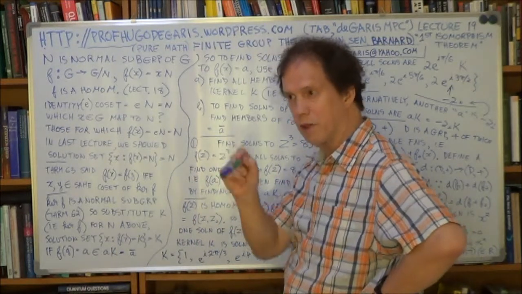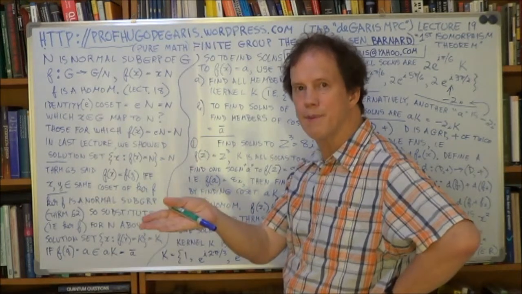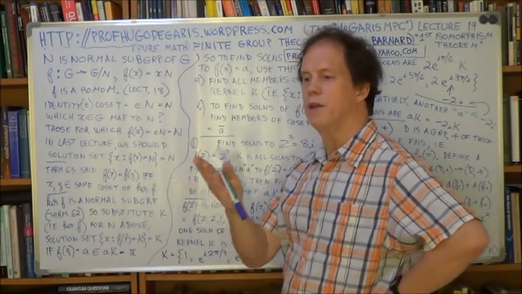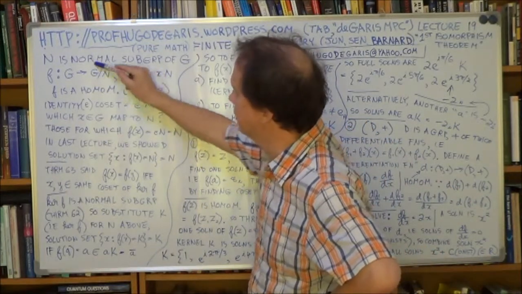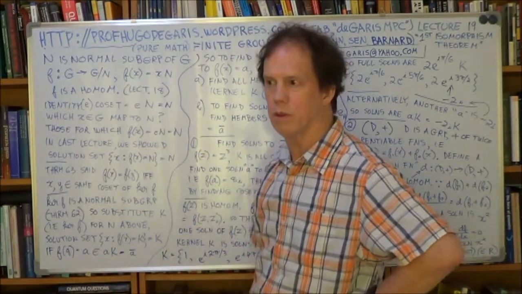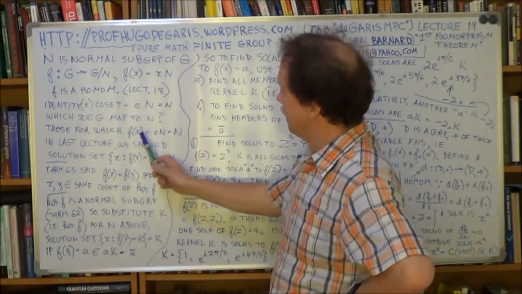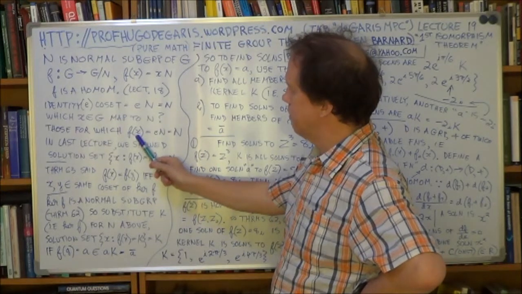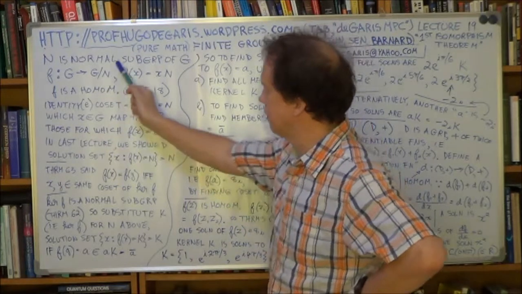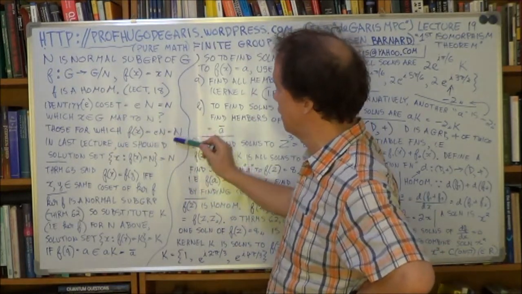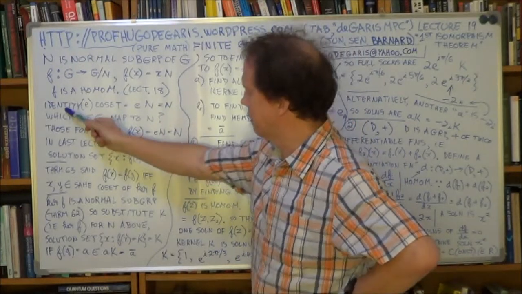From last lecture, remember, the kernel is always a subset, all of whose elements map to the unit of H, the unit of the target group, if you like. So the question here is, what are your members x that map to the unit of this? And then we know the unit of this is just N itself. We proved that last lecture.